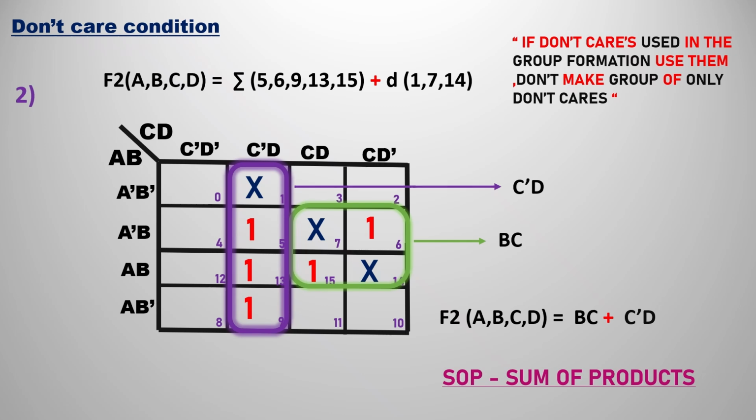You can observe if you don't use them, then we have to make groups of 2, so it becomes very difficult. The group output expression will be large. So if you consider that sum of product SOP format, we have got the output. Above I have already written a sentence, that is, if don't cares are used in the group formation, use them. Don't make groups of only don't cares. So you will understand this in the video.